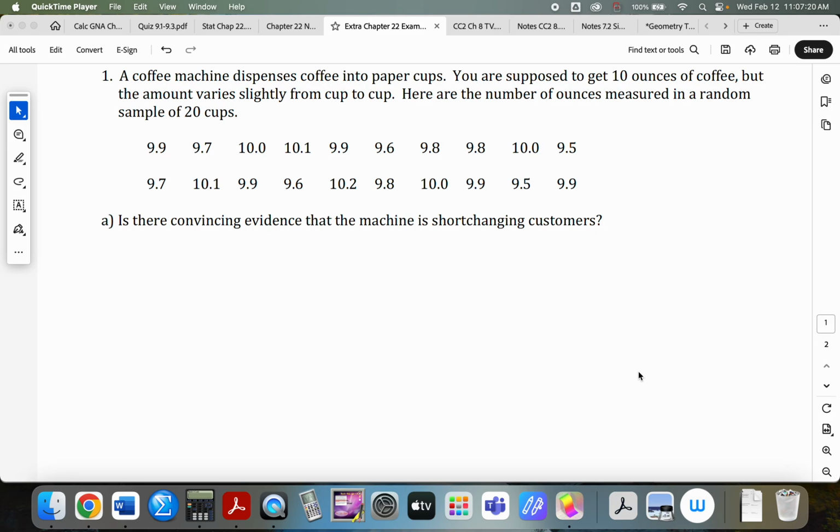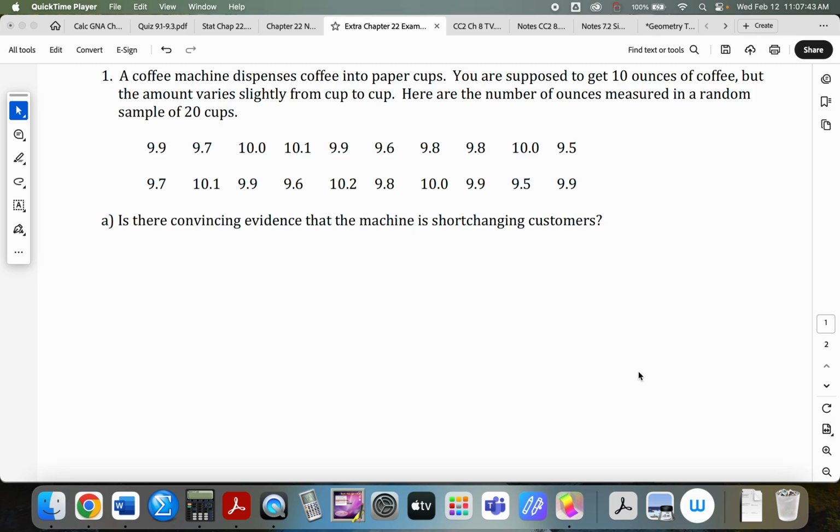All right, so let's take a look at these examples. First one, a coffee machine dispenses coffee into paper cups. You're supposed to get 10 ounces of coffee, but the amount varies slightly from cup to cup. Here are the number of ounces measured in a random sample of 20 cups. Is there convincing evidence that the machine is shortchanging its customers?